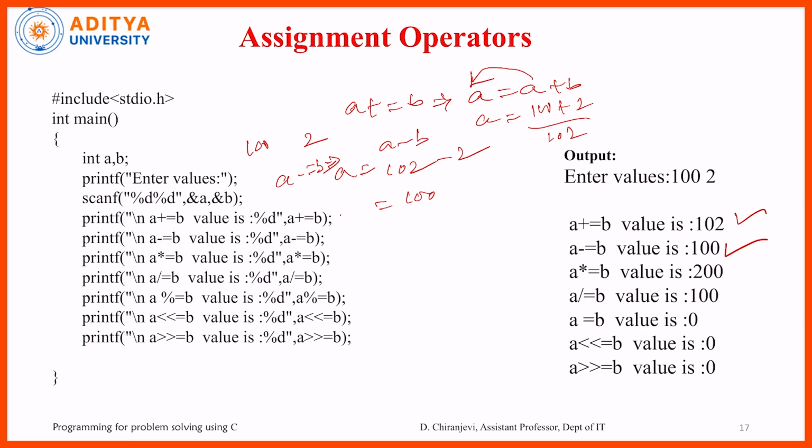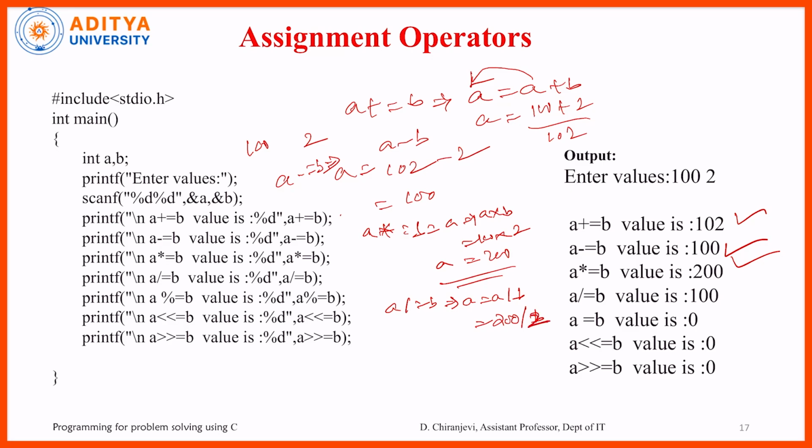So the updated value I am using here in this program. So a into b. Right now a value is 100 and b value is 2. So a into equal to b, so a equal to a into b. So a value is 100, b value is 2, so you will get 200. Right now the updated a value is 200. Okay. So now a by b. So a by equal to b means a equal to a by b. So a value it will take 200 and divide by the b value 2. So again a value will be updated from 200 to 100.